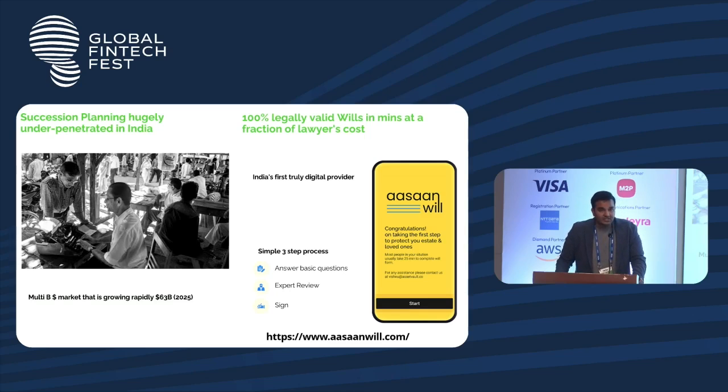So we are India's first truly end-to-end digital-first provider. It's extremely simple to write a will with us. The one-line pitch, if you only remember this, is it takes you probably 10 minutes to get a 100% legally valid will from the comfort of your home on a phone or a desktop, and you can get peace of mind. It's 5,000, but more importantly, you can rest assured that your assets plus your legacy is in good hands.